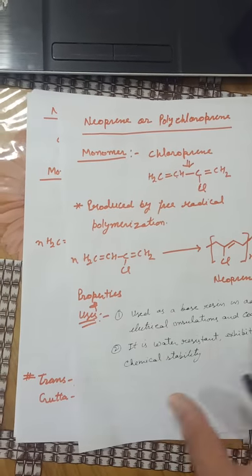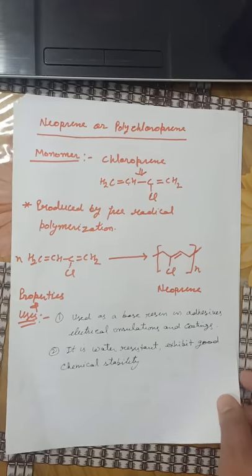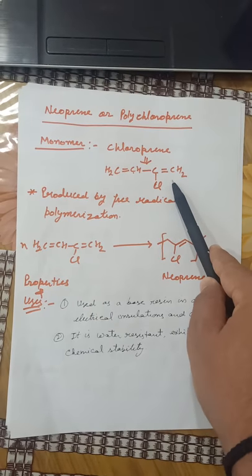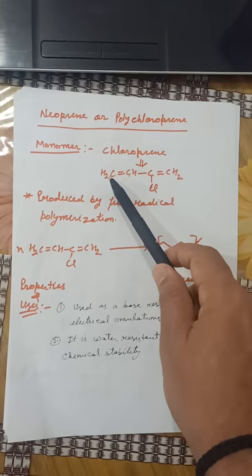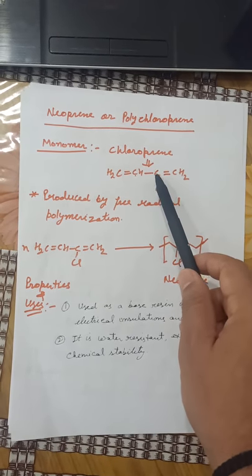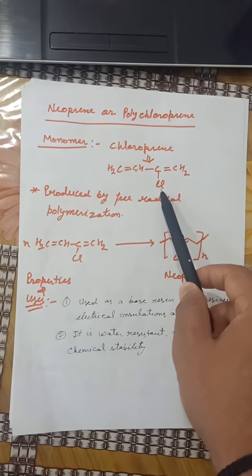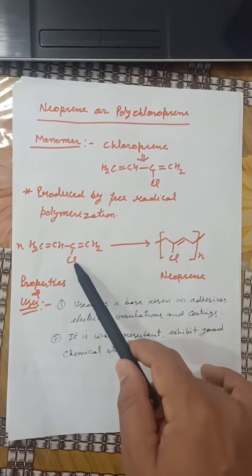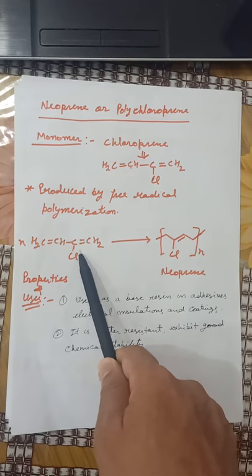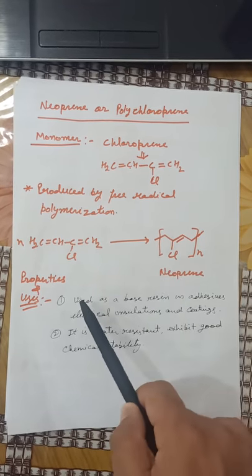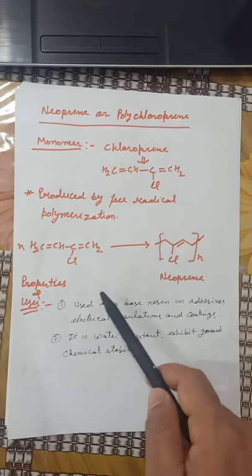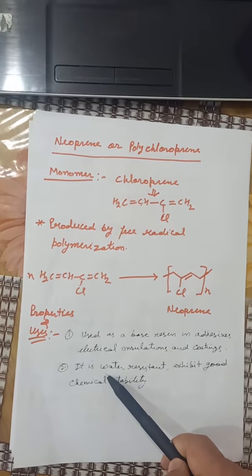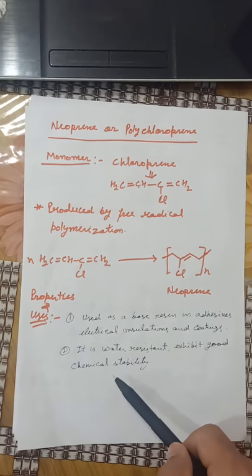The second synthetic rubber is neoprene or polychloroprene, and the monomer for this is chloroprene. If you see butadiene, in butadiene we have CH2, CH, CH, CH2. Here one hydrogen of this butadiene is replaced by Cl, that's why it is chloroprene. The reaction proceeds by free radical polymerization. n number of molecules of chloroprene polymerize to form neoprene. As for its properties and uses, neoprene is used as a base resin in adhesives, electrical insulations and coatings. It is water resistant and exhibits good chemical stability.